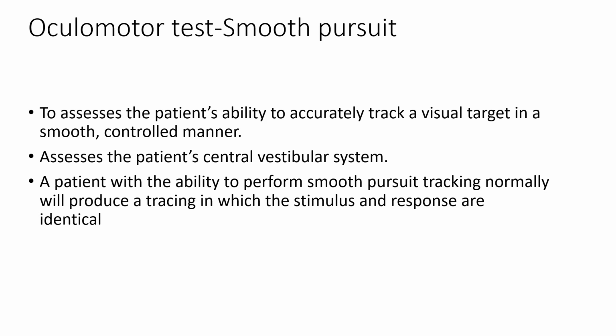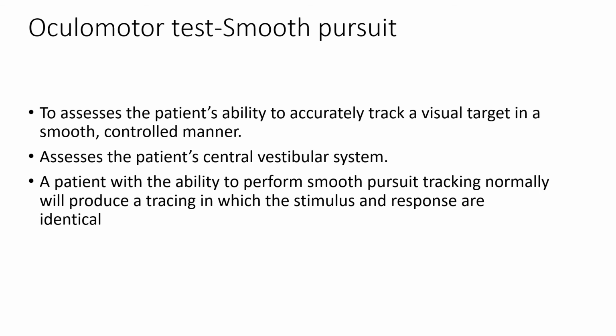Now we move to the second subtest of the VNG oculomotor testing. It is the smooth pursuit movement. This movement will assess the patient's ability to accurately track a visual target in a smooth and controlled manner. It will be interposed with catch-up saccades. This slow eye movement will maintain the image of a small moving target on the fovea. For this eye movement, we will assess the patient's central vestibular system.